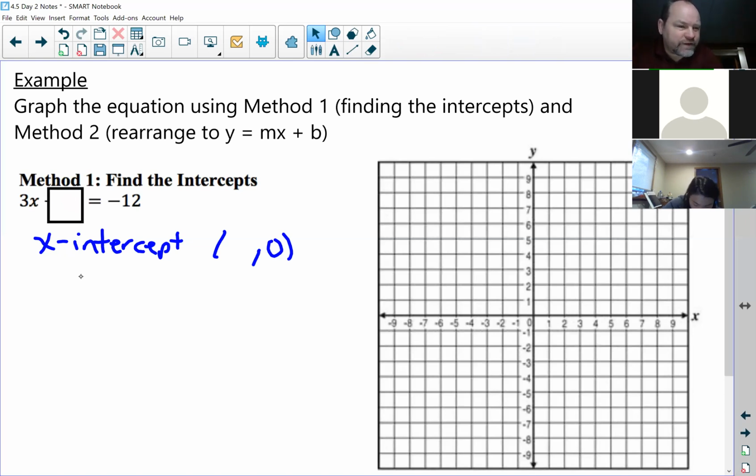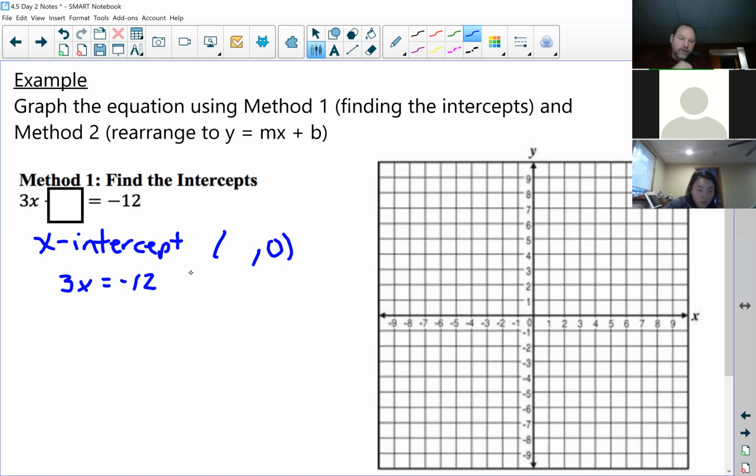So we have 3x equals -12. And if you're in standard form, when you do the intercept method or the cover-up method, you're always going to get just one term equals a number. To solve this for x, we divide by 3. X equals -4. So there's our x-intercept.